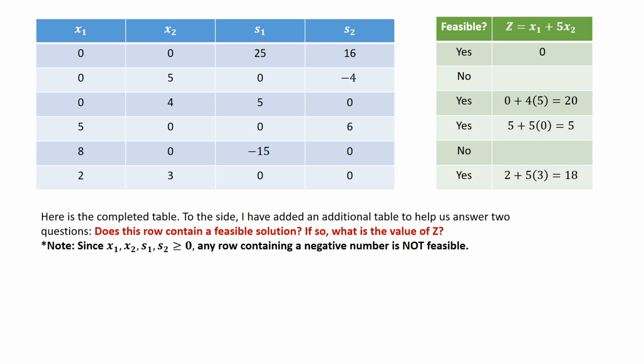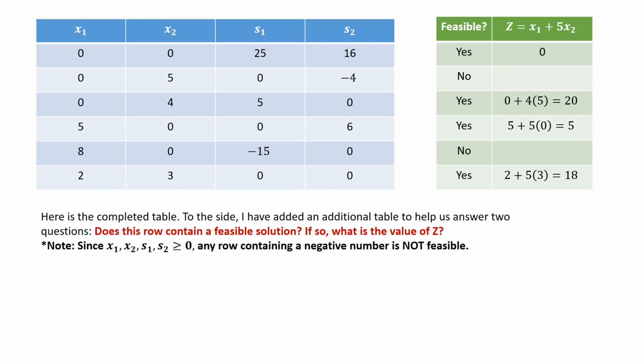In row 2, I have a negative value for the slack variable s2. So I have no feasible solution. In row 3, all of my variables have a value of 0 or positive. So that is a feasible solution. So I will now substitute 0 in for x1 and 4 in for x2. And so I get 0 plus 4 times 5, which is equal to 20.